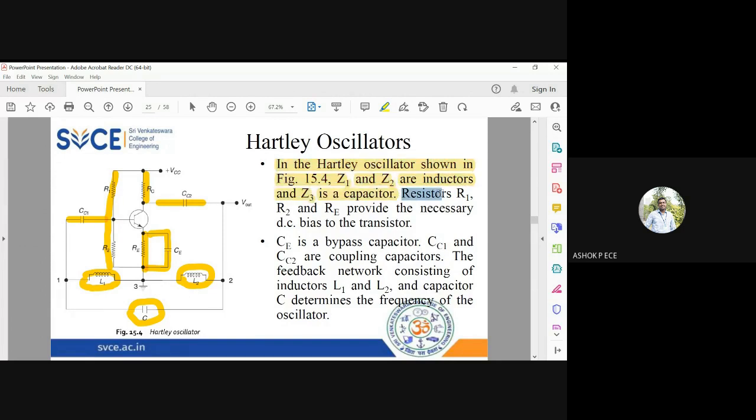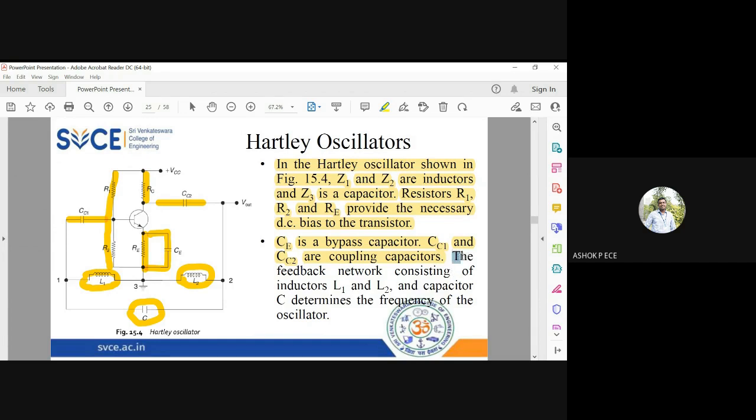You know R1, R2, RE provide the necessary biasing for the transistor to operate at the Q point. The Q point we always fix exactly in the middle of your DC load line, because it has to be always there for proper amplification of your signal. So C is a bypass capacitor, and CC1 and CC2 are coupling capacitors, which are used for effective coupling of signal from and to the amplifier.